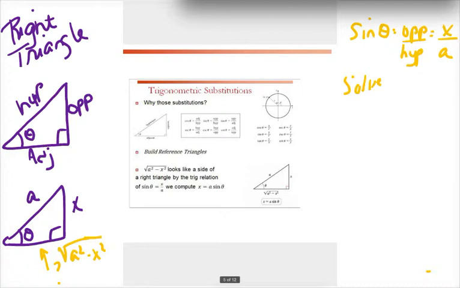So solve this equation for x. You want to solve sine of theta equals x over a. Solving for x, you get x is equal to a sine of theta, which is precisely the trig substitution that we want to make whenever we see a squared minus x squared.